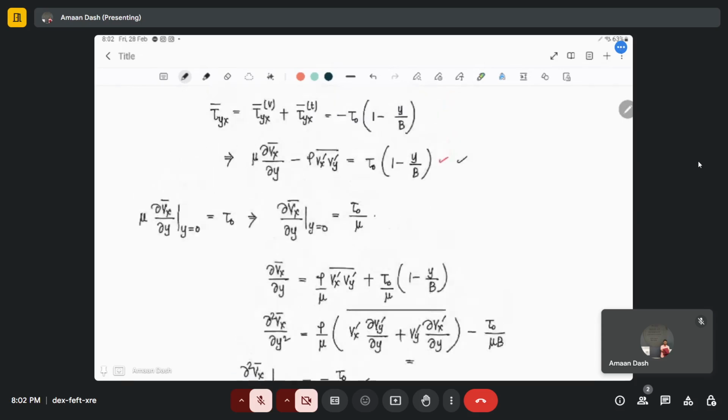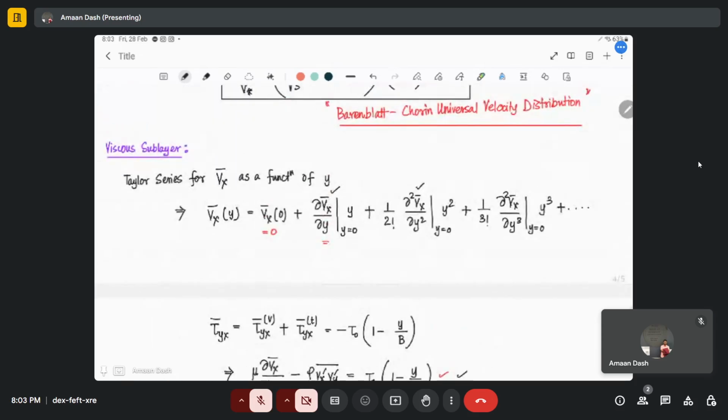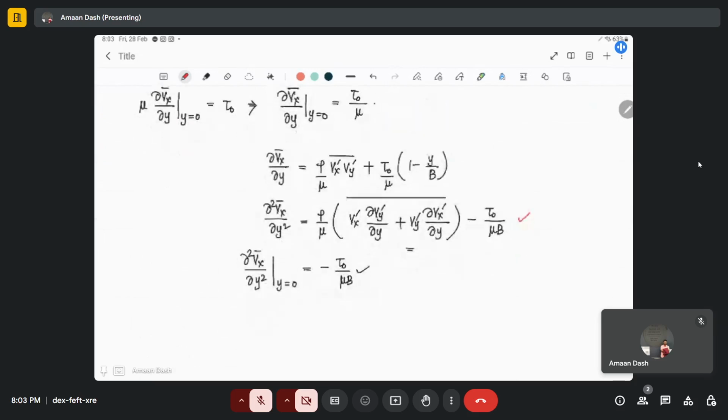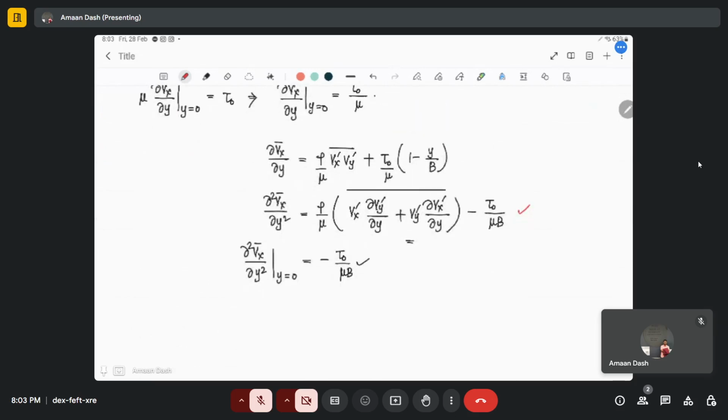Now again, for this term, we have to take the derivative of this expression. So it will be 0, because if you see, this term will go to 0 if we differentiate it. Only the fluctuating terms will start to repeat after that.